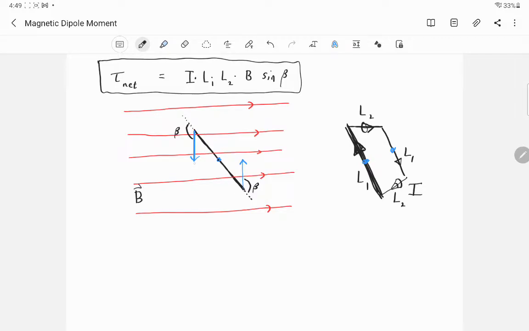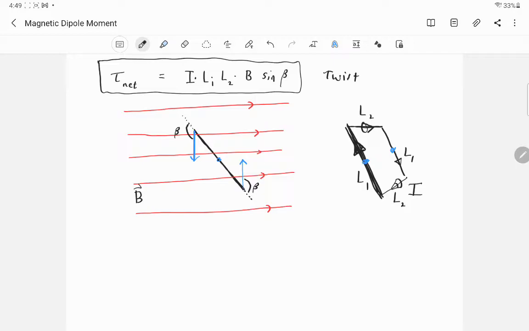I've got a force acting at the top of the current loop that's trying to bring it down, and a force acting at the bottom of the current loop that's trying to bring it up. And so this is a twist, and twists in physics we call torques. Twisting forces or twisting actions. Torque is not directly a force, but torque is related to a force acting at a distance from a pivot point. All right, so we have this expression, and you can see what the angle beta means.